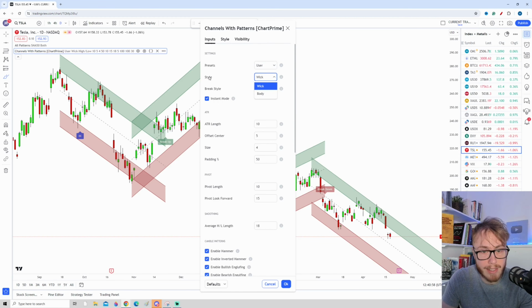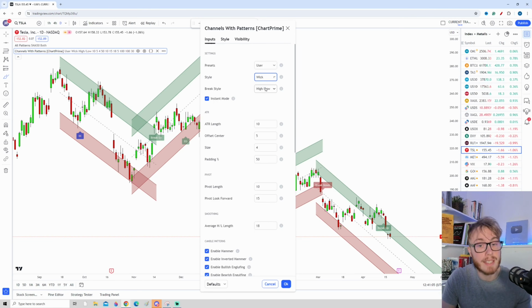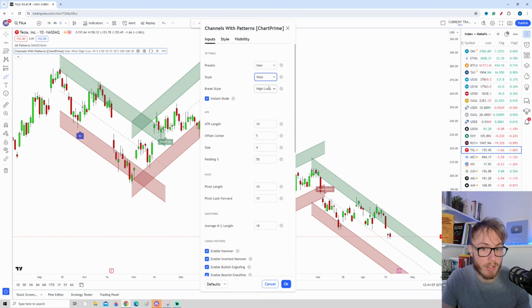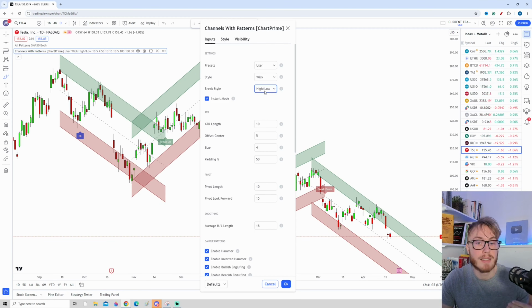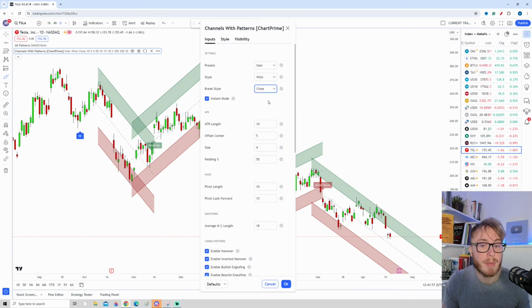You can also, here at style, choose whether the channels are based on the candlestick bodies or the candlestick wicks. These are two different settings you can decide between. And here you can also choose what type of signal we need in order for the channel to break. Are we basing the breaks on candlestick closes, or on highs and lows? The high-low setting here is a bit more conservative, while the close setting will confirm the breakouts a bit earlier.